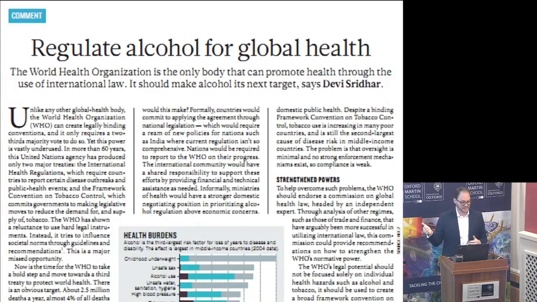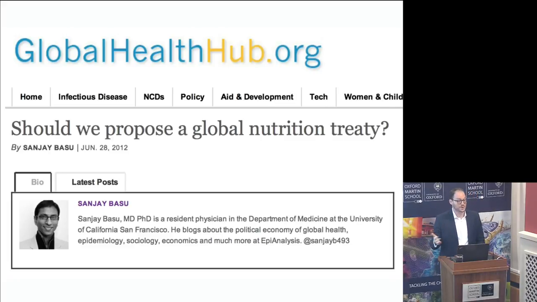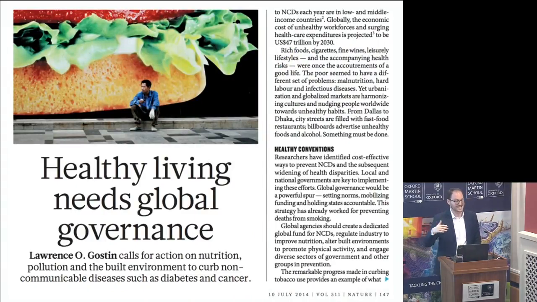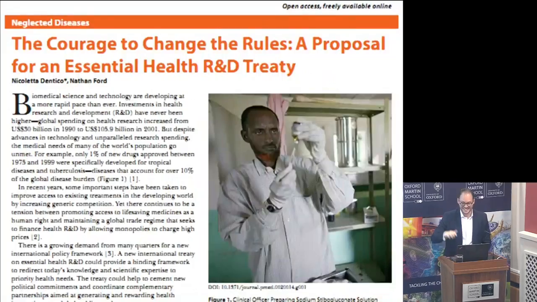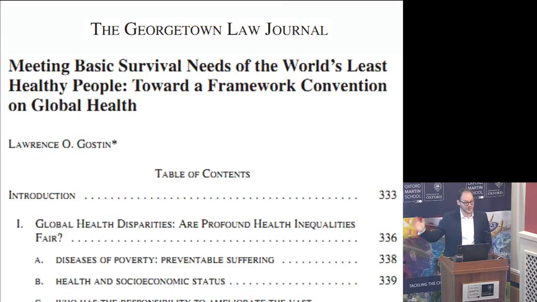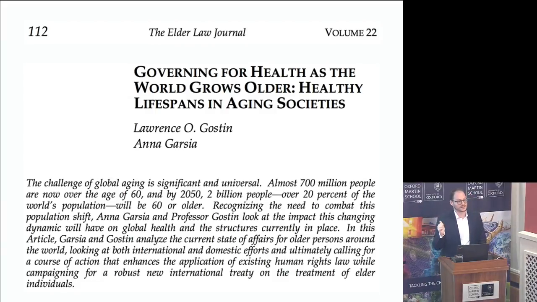For example, here's a commentary in Nature Journal calling for a framework convention on alcohol control. Another one, a commentary in the Lancet Medical Journal calling for a framework convention on obesity control. A blog asking, should we propose a global nutrition treaty? Another comment in Nature calling for a global treaty on non-communicable diseases. Calling for a treaty on healthcare corruption, another one on fighting fake drugs, another one on a research and development treaty, a framework convention on global health broadly, another one on having a framework convention to require countries to have mandatory impact evaluations so we can learn from each other, also in the Lancet. And the most recent call being a call for a global treaty on the rights of elder individuals.